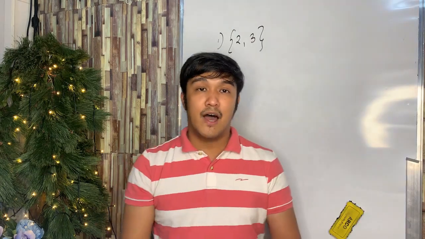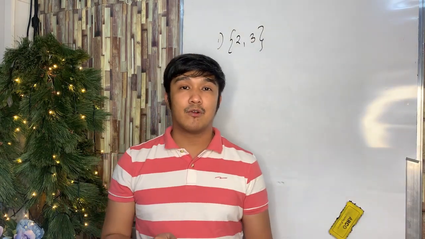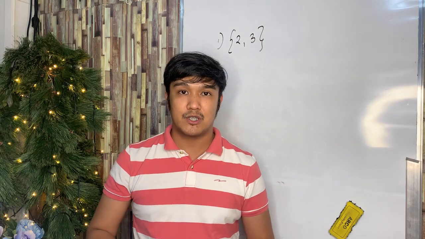Since we are done solving quadratic equations, now let's move backward. What if, given the roots, we need to identify the quadratic equation? Now let's consider 2 and 3 as our roots and identify the quadratic equation.